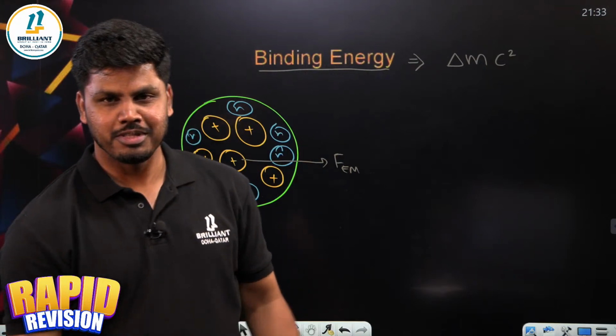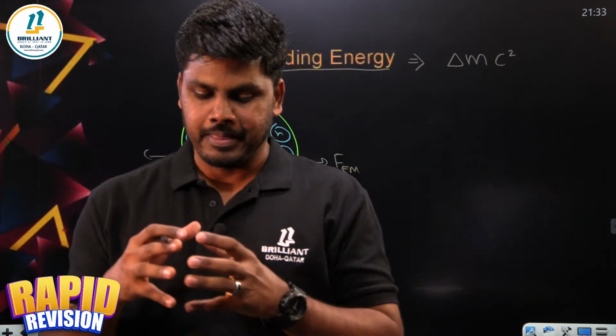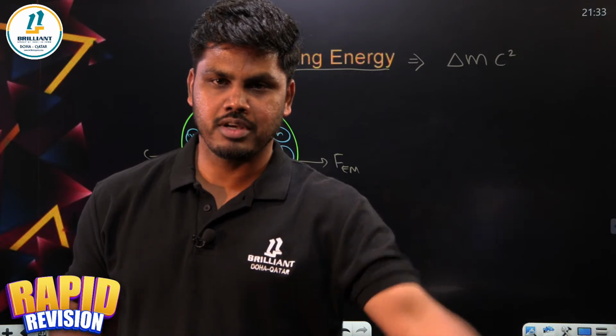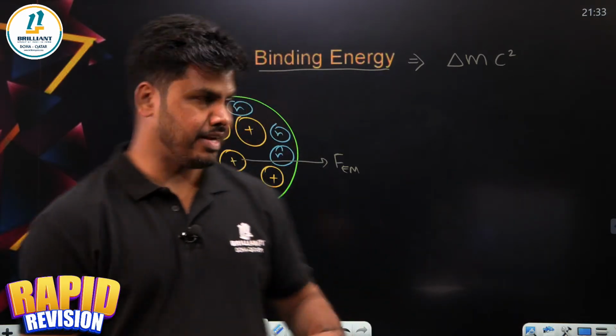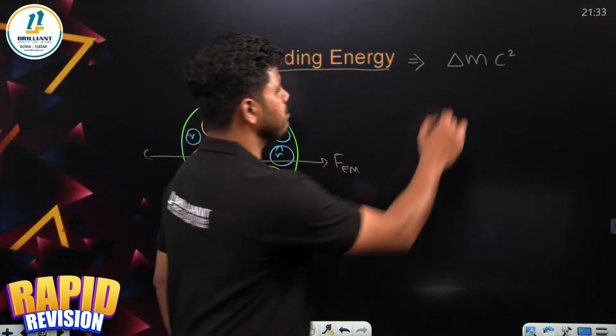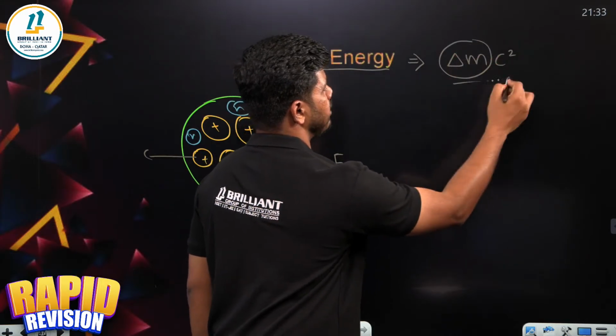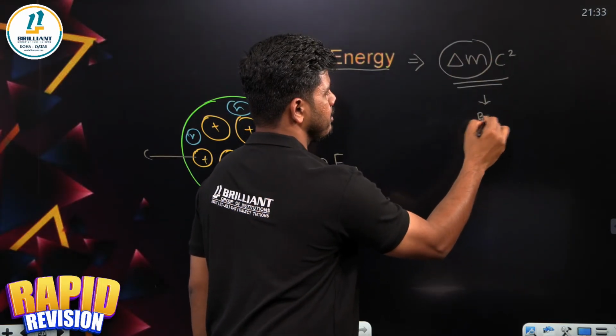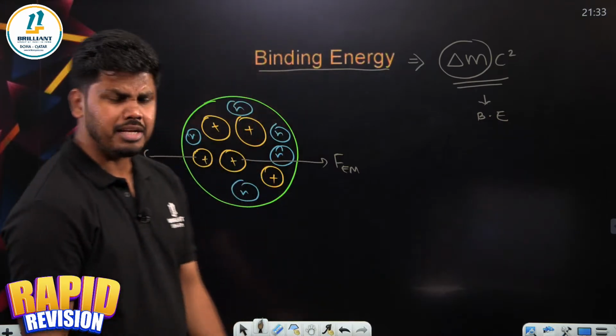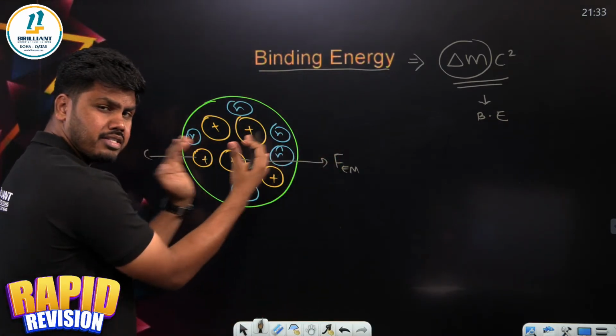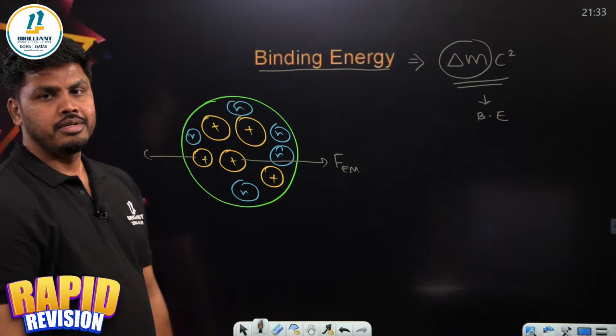The de Broglie hypothesis used the same equation, right? A particle's mass is converted to energy. Mass-energy equivalence, same concept. The missing mass is now converted to energy. That energy is called binding energy. That binding energy is utilized to bind these nucleons together.